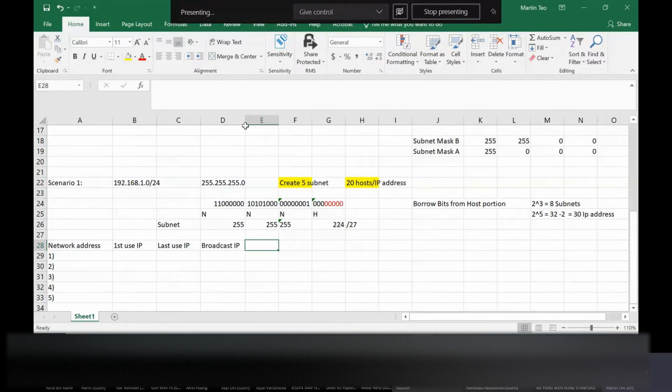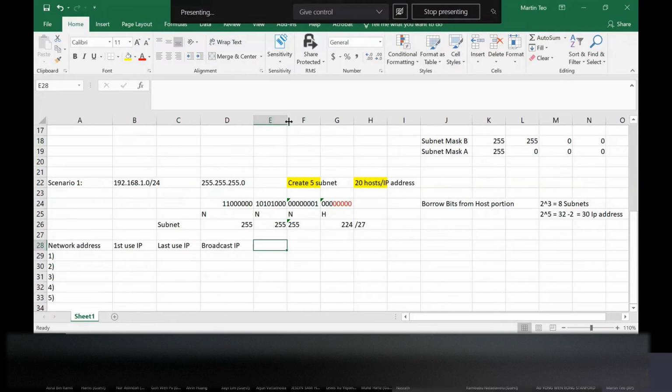Usually in the exam they may ask you to populate all this kind of thing. So what will be the first network? Over here, I'm going to teach you something called a magic number. So remember here we borrow 3 bits. We borrow 3 bits here.